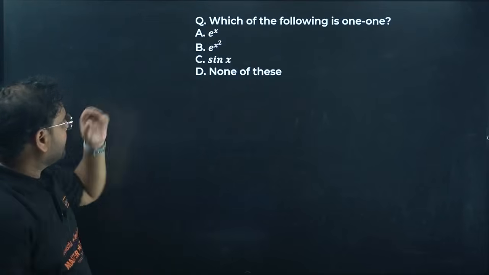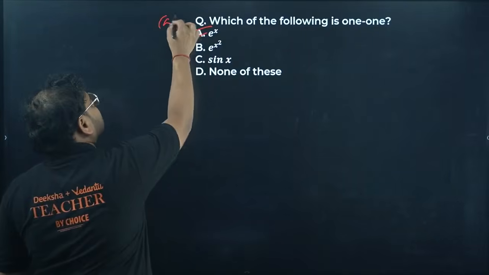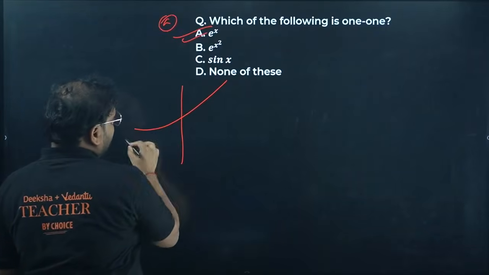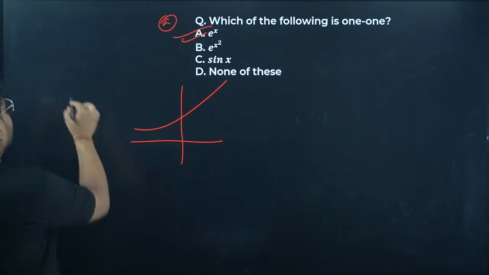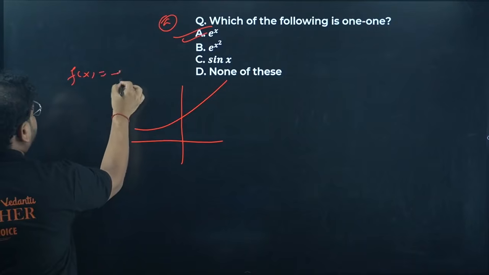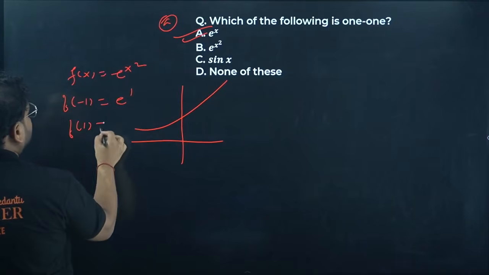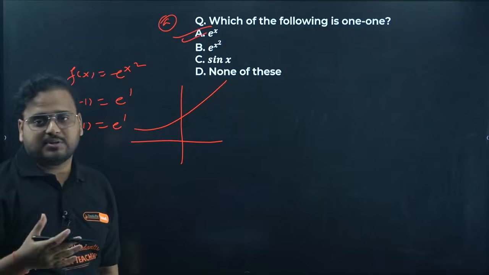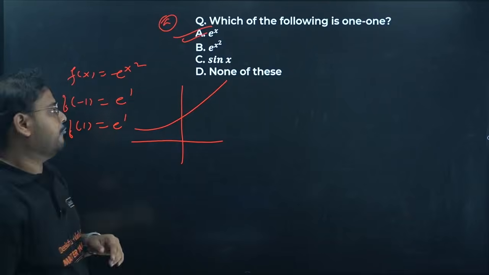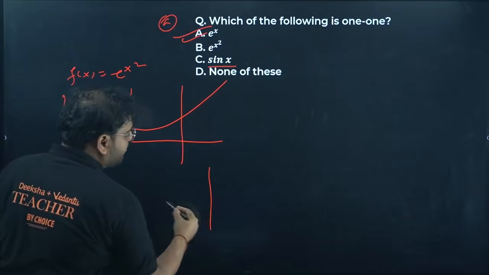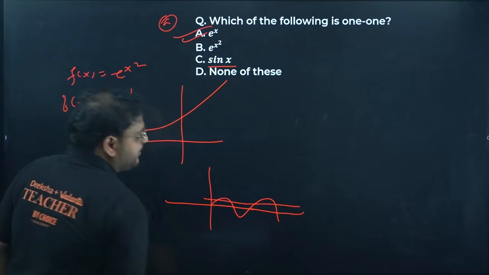Next, which of the following is one-one? Of course, this, we all know the graph of this, right? The exponential curve is this only, always one-one. What about e power x squared? If you take f(x) as e power x squared, f(-1) is e power 1 and f(+1) is also e power 1. They are both e power 1, so not possible. For -1 and 1 not equal, we cannot have f(-1) equal to f(1). This is not a one-one curve. We will have more than one intersection if you draw a parallel line. So the answer is option A.